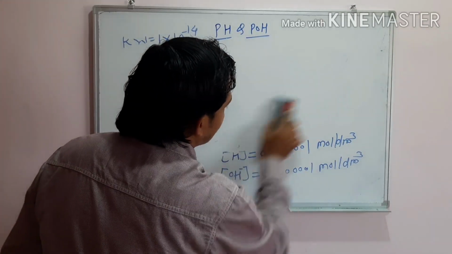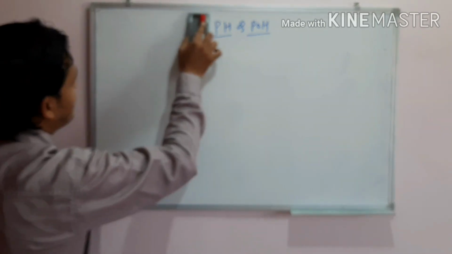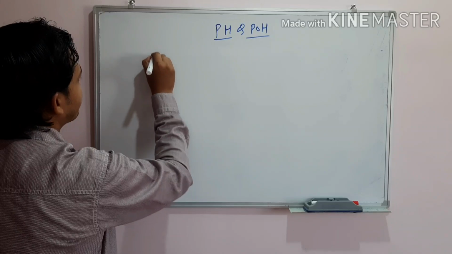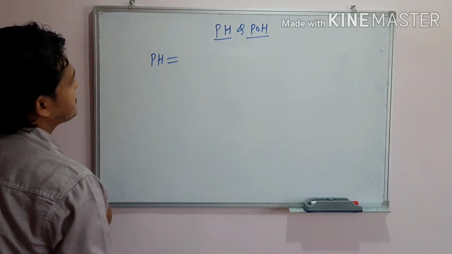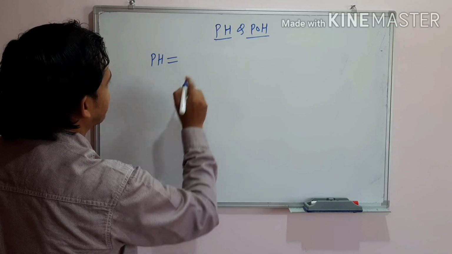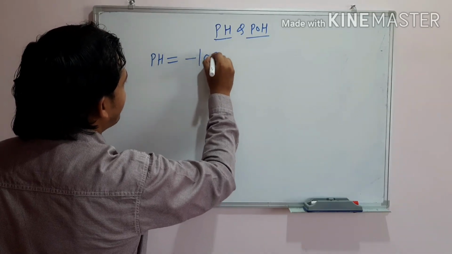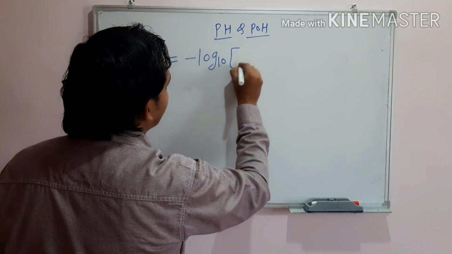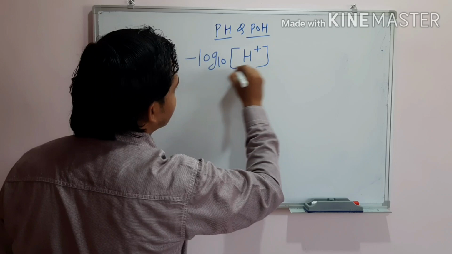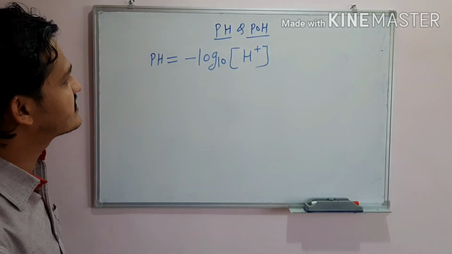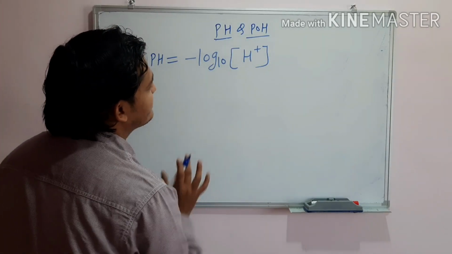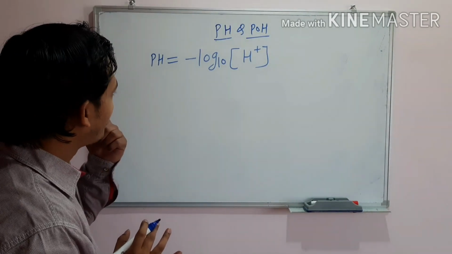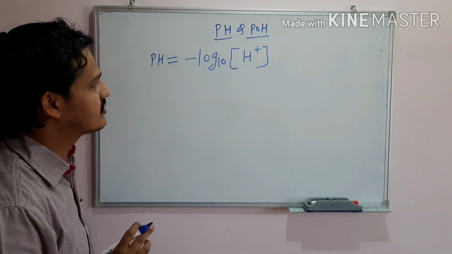नाउ लेट अस मूव टू द डेफिनेशन ऑफ pH and POH. So pH, P stands for potential, H for hydrogen. So definition will be negative log to the base 10 molar concentration of H plus ions. Negative log to the base 10 molar concentration of H plus ions is called as pH.